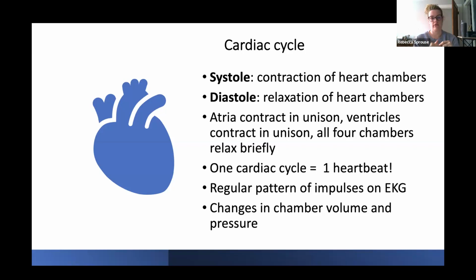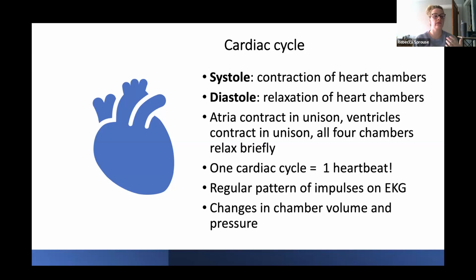Diastole would be the relaxation of the heart chambers. So if they're not contracting, they're relaxing, right? Or filling. So during atrial systole, the ventricles are in diastole. As those atria are contracting and pushing blood into the ventricles, those ventricles are in a relaxed state. They have not contracted yet. So as the atria are in systole, the ventricles are in diastole, and vice versa. The atria contract in unison, the ventricles contract in unison, and then all chambers just pause. On that EKG, it was that point after the T wave before the next cardiac cycle.